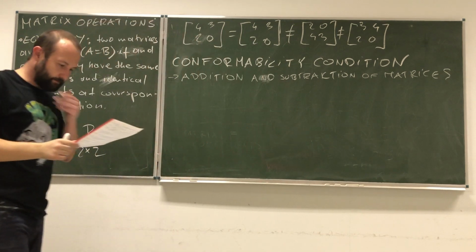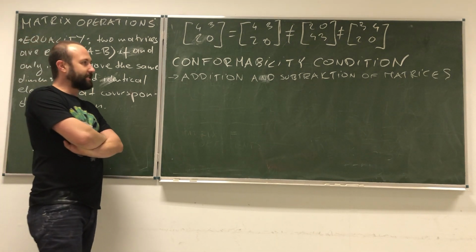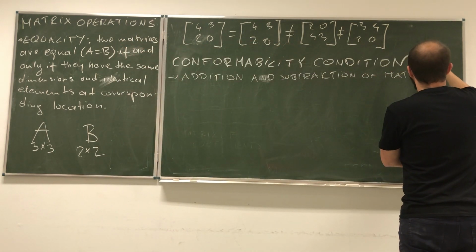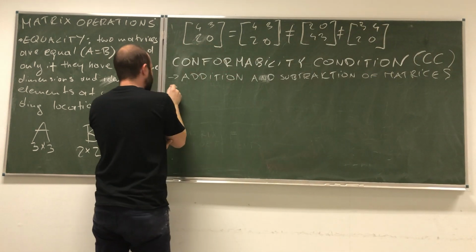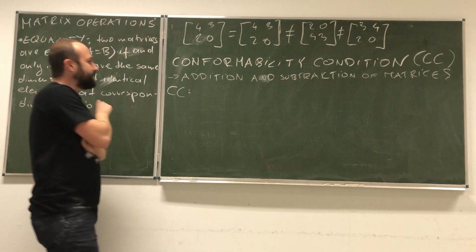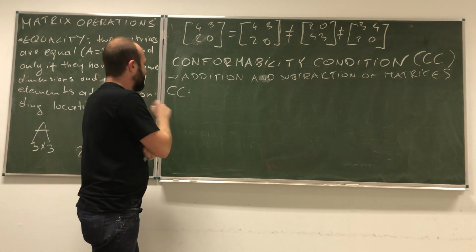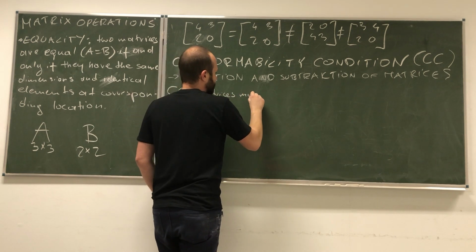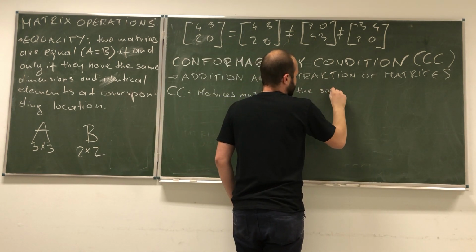Okay, so what are the conformability conditions in the case of matrix addition and subtraction? Let's say that conformability conditions we will be denoting as CC. So CC, conformability conditions, in the case of addition and subtraction for matrices are very simple. Matrices must have the same dimensions.